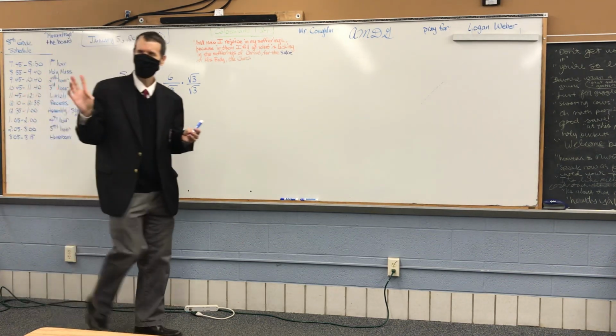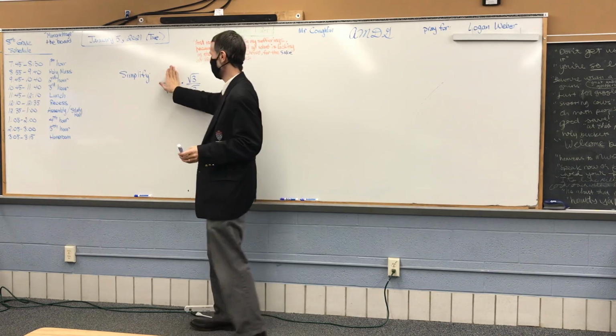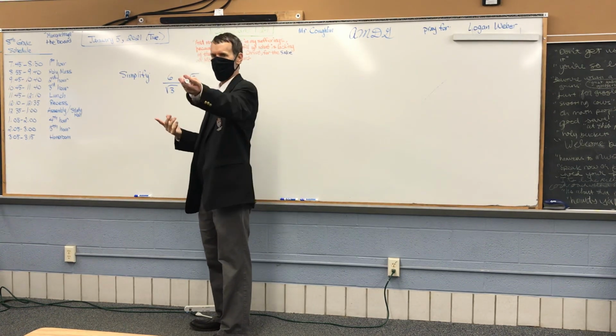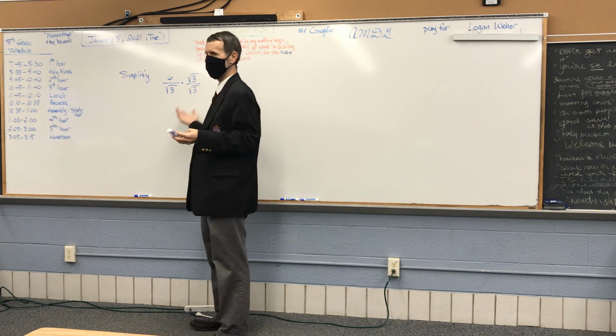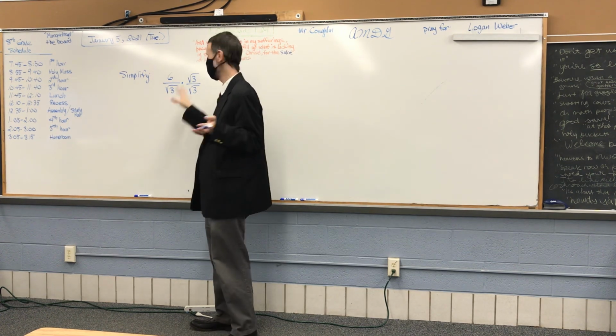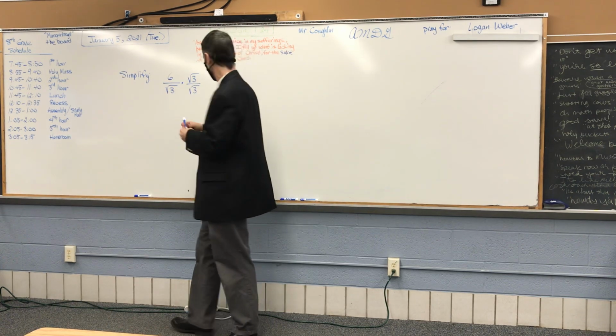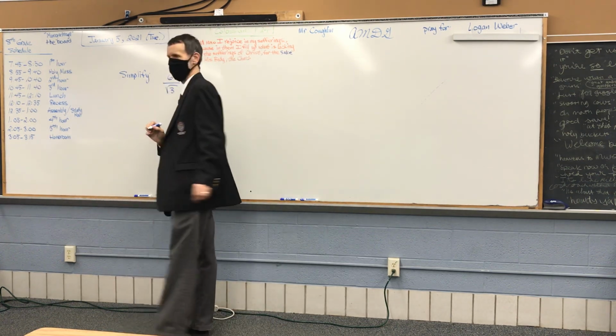And if you notice, ignoring this first part, can somebody tell me what radical 3 over radical 3 actually is? It's 1. Multiplying by 1 doesn't do anything, so it shouldn't mess up our answer. It should just make it look different. Can somebody give me the actual answer?